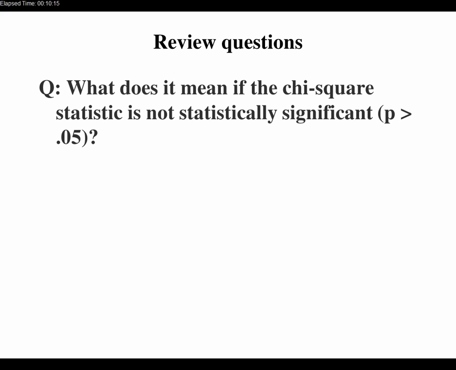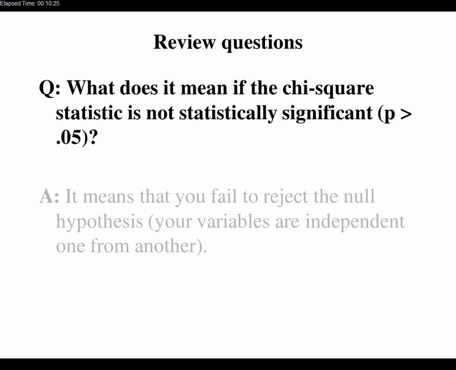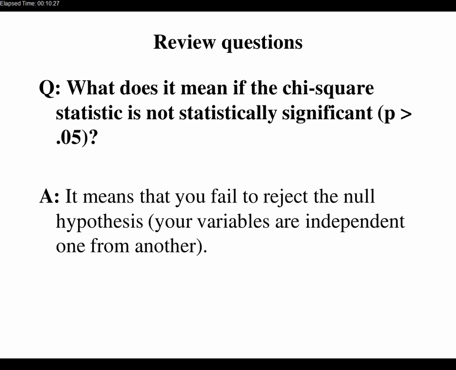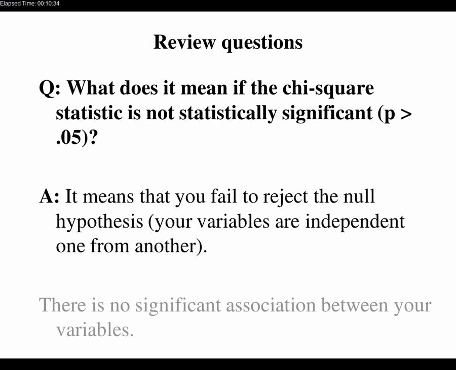Okay, another question is, what does it mean if the chi-square statistic is not statistically significant? In other words, p is greater than 0.05. Remember? It means that we fail to reject the null hypothesis. Your variables are independent from one another. Okay, it means that there is no significant association between your variables.